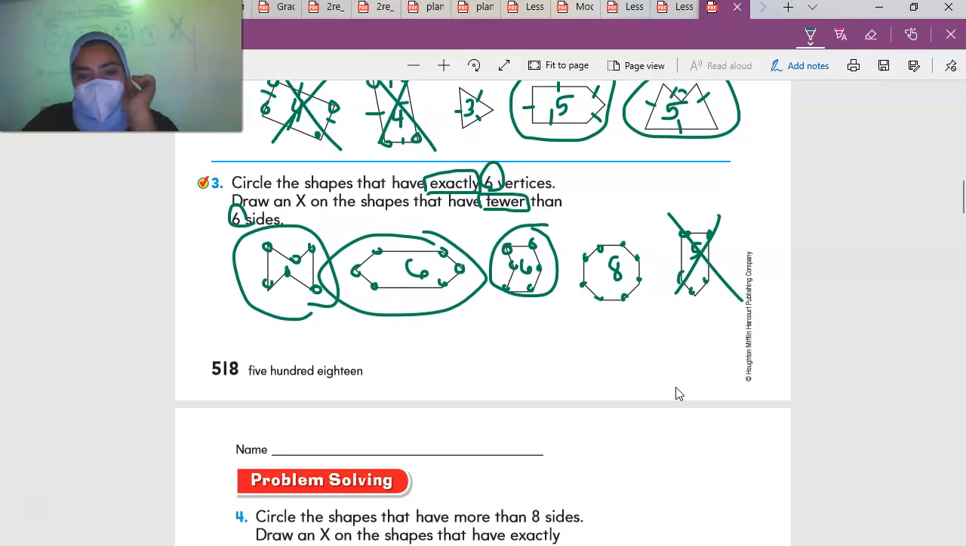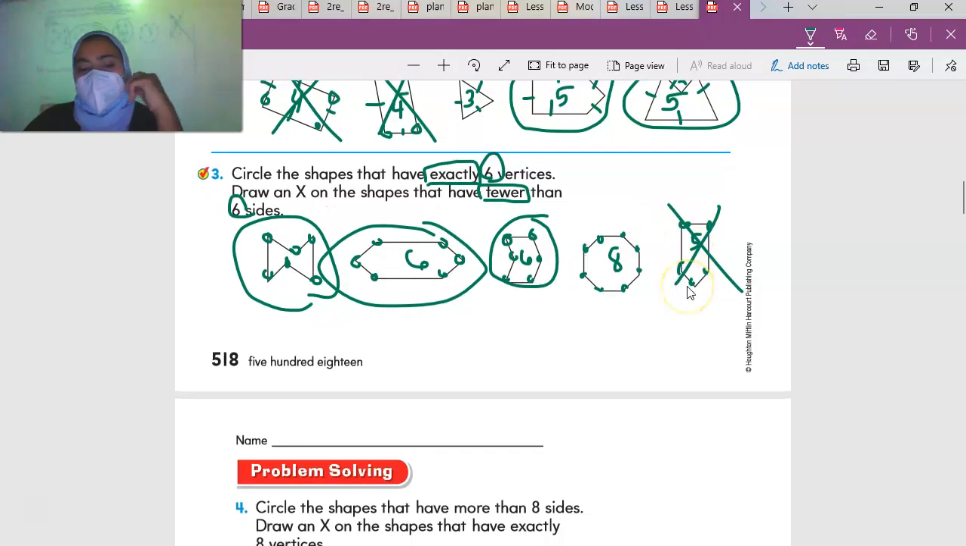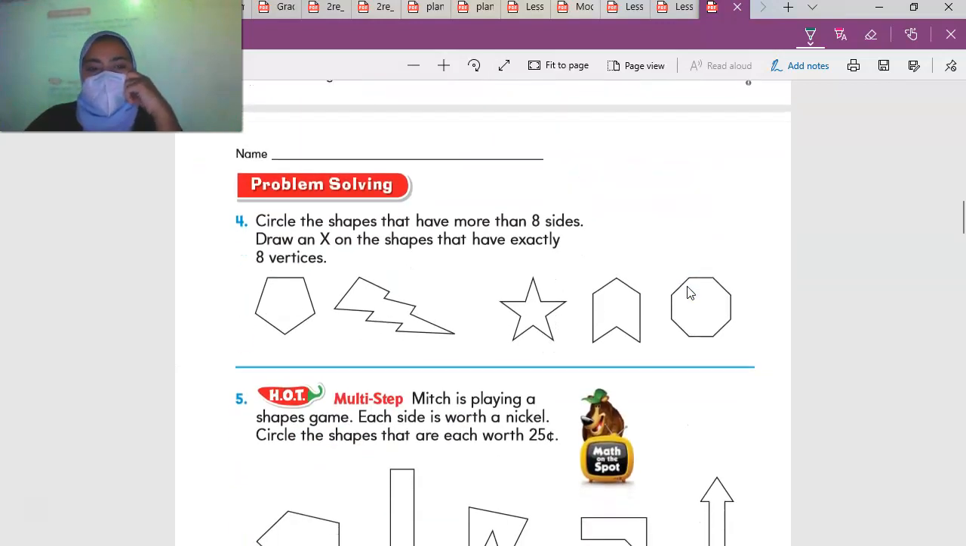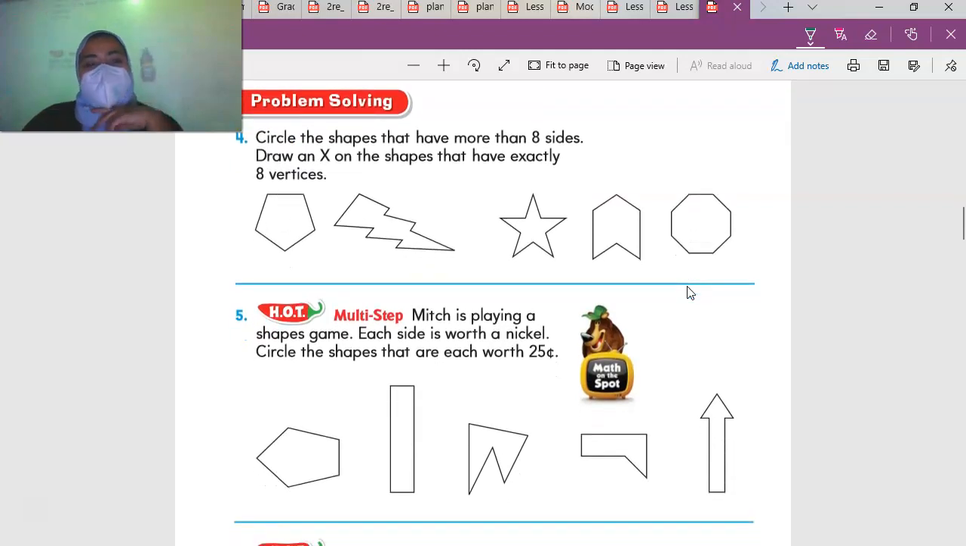Pretty easy, right? You just have to know how to count vertices and lines. As long as you know that vertices are the points, and as long as you know what a side is, or the lines, then this should be pretty simple. All right, I'm going to give you a minute to do number 4 by yourself, and then we'll look at it together. Go ahead and pause the video now.